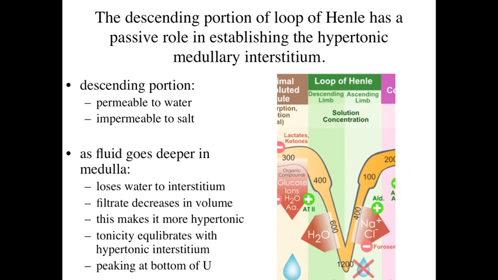And so towards the bottom of our pyramid, before we make that hairpin turn, we're going to have a higher concentration of materials in the descending limb of the loop of Henle. Not because we pumped things, not because we did anything, but because water simply flowed out through the process of osmosis and left behind our salts, left behind our solutes.